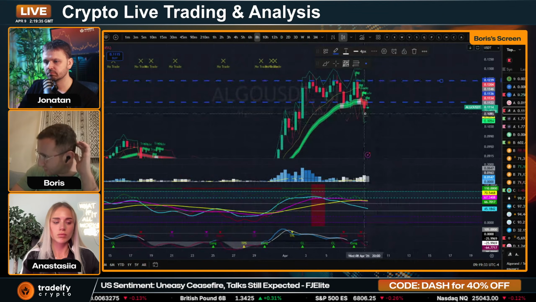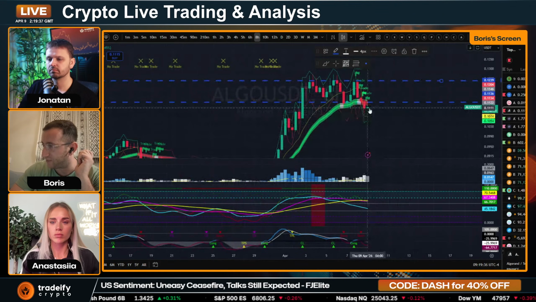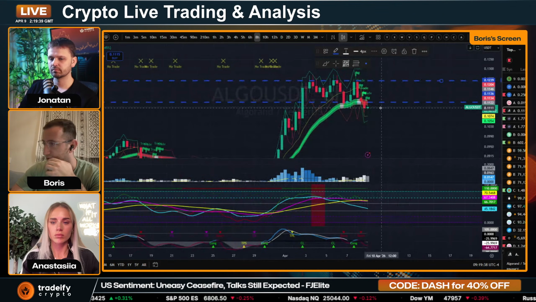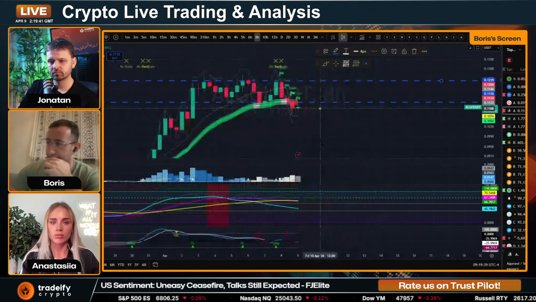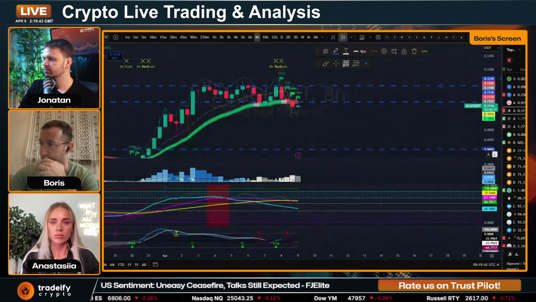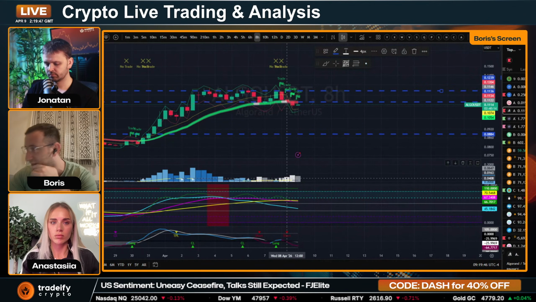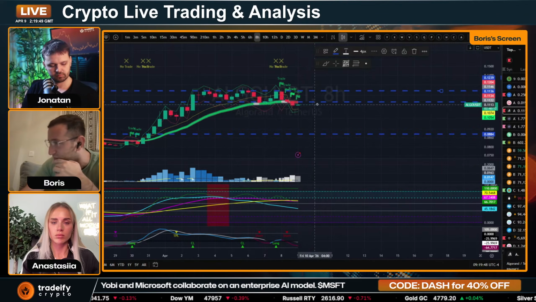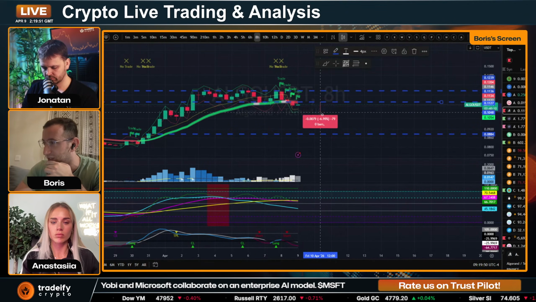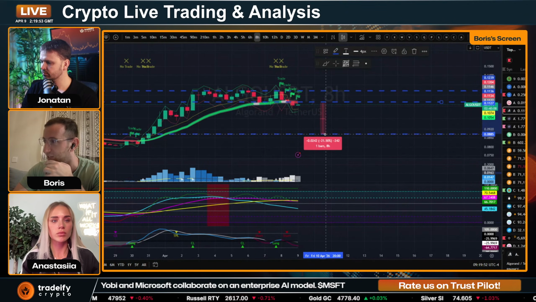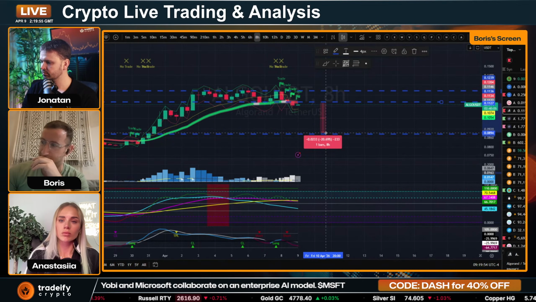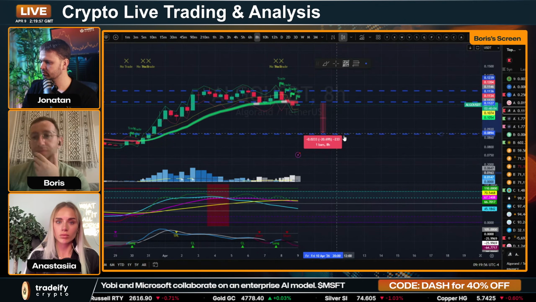So I entered a short on this candle. And right now I'm just waiting for this trade to play out. But I'm looking for targets down towards the downside, maybe all the way down to like 9 cents or like 0.884. So I'm looking for a 20% move down in ALGO from these range highs.